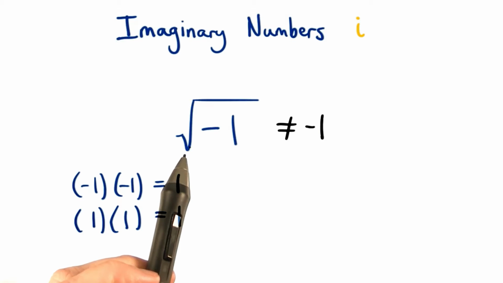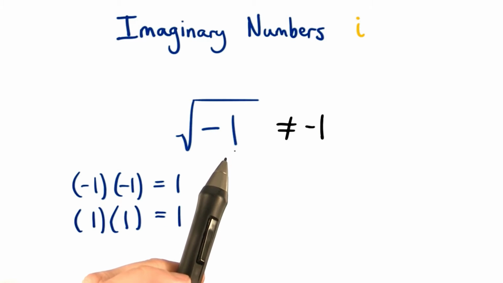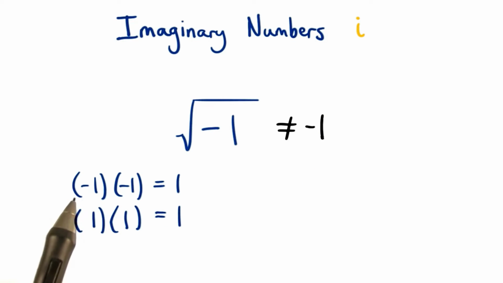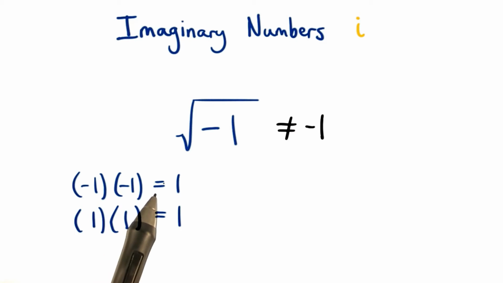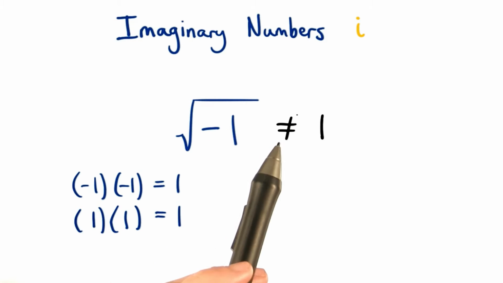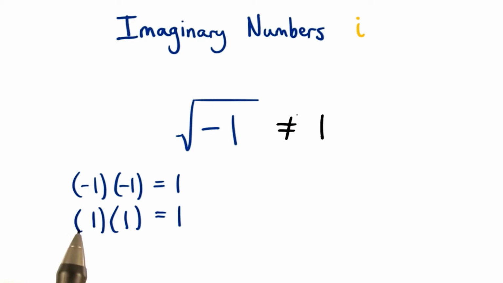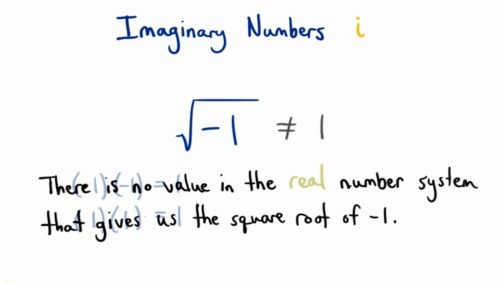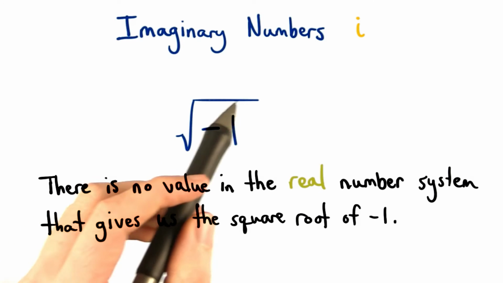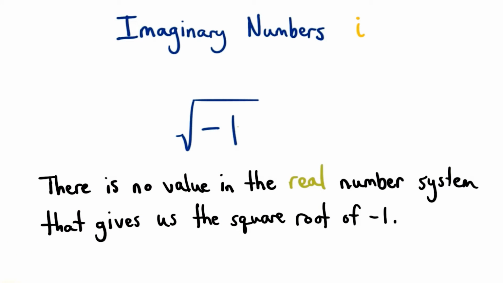So we can't exactly simplify the square root of -1. We know it's not equal to -1, since -1 times -1 really equals +1. And we also know that the square root of -1 does not equal +1, since 1 times 1 equals 1. There's no value in the real number system that gives us the square root of -1. We'll need something else for this.